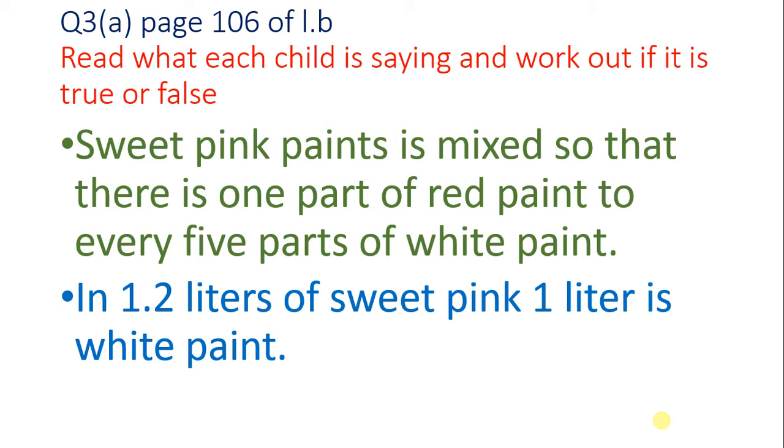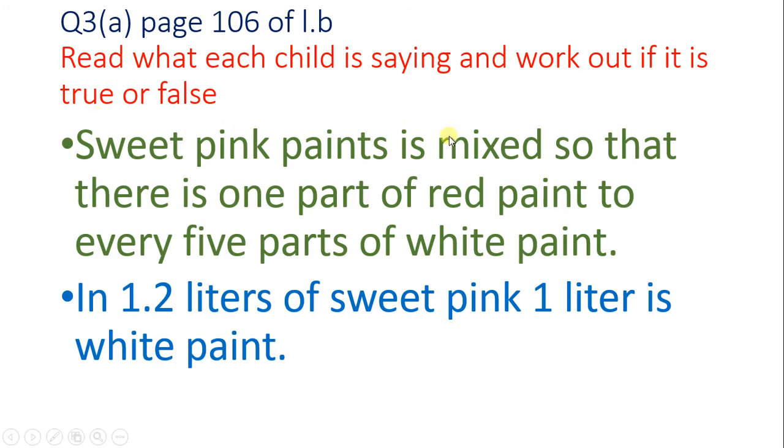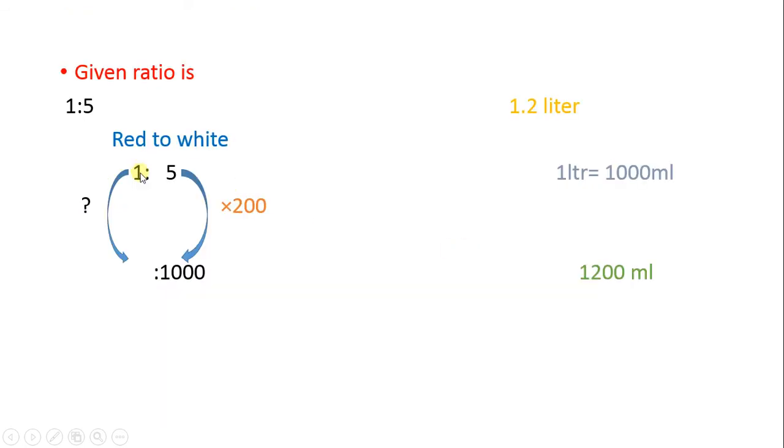So, in part A, the sweet pink paint is mixed so that there is 1 part of the red paint to every 5 parts of the white paint. In 1.2 liters of sweet pink, 1 liter is white paint. Now, we have to see what they have given us in the statement. According to the statement, the ratio is given, that is 1:5, because they said 1 part of the red and 5 parts of the white paint. So we will write 1:5.